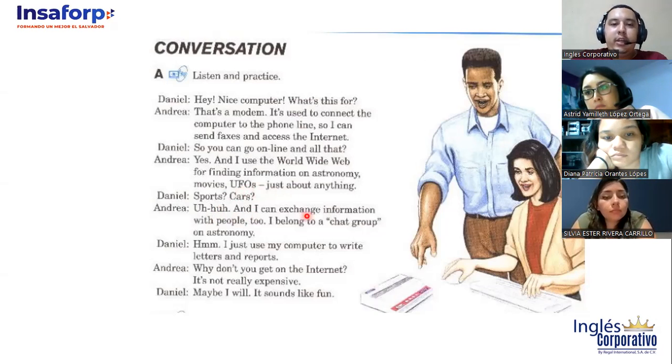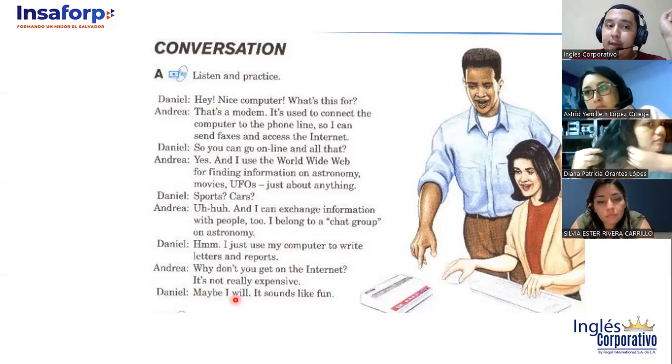And I can exchange information with people too. I belong to a chat group on astronomy. I just use my computer to write letters and reports. Why don't you get on the internet? It's not really expensive.